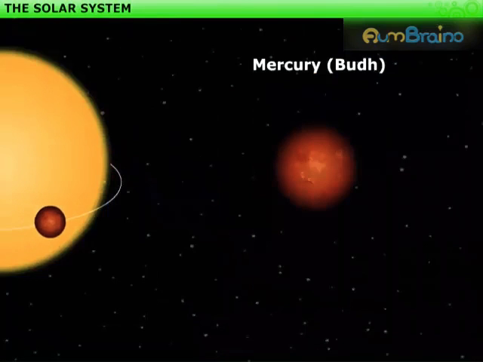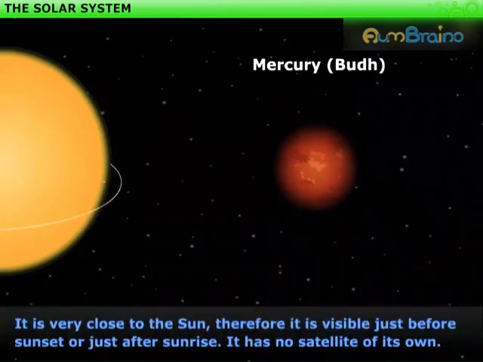Mercury, or Budh. Mercury is the smallest planet of our solar system. It is very close to the Sun, therefore, it is visible just before sunset, or just after sunrise. It has no satellite of its own.